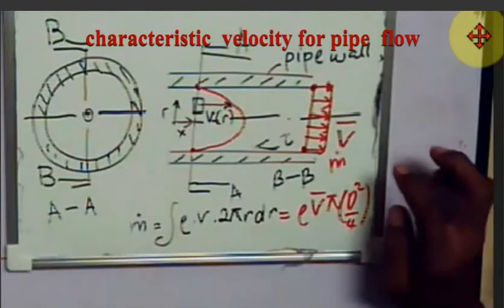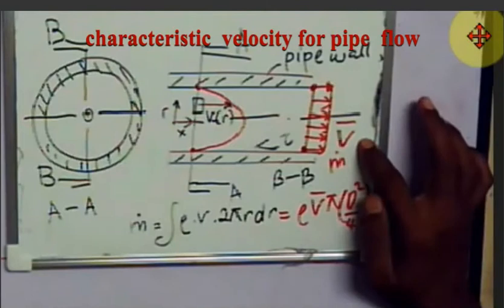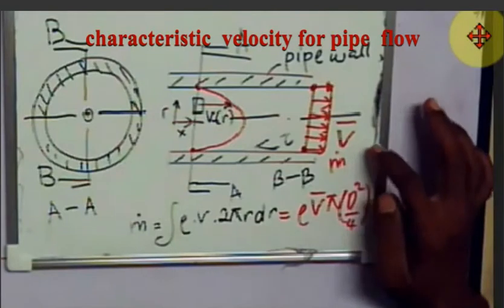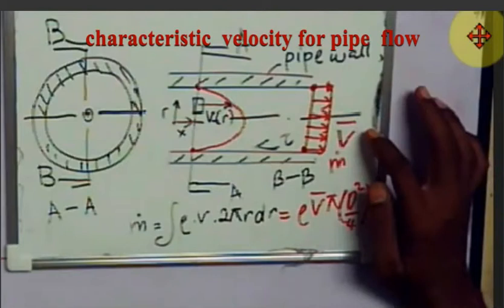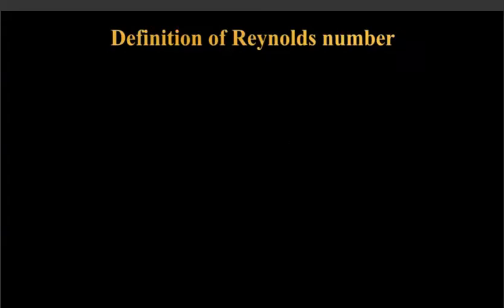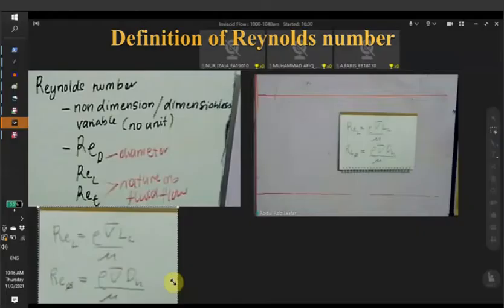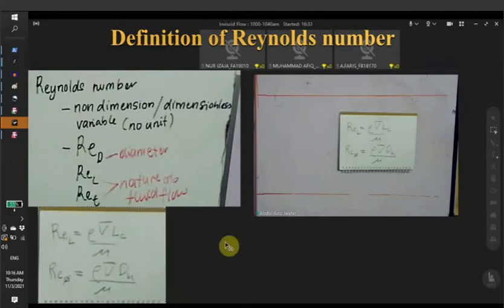Okay, so when we want to define the Reynolds number, we use the value of the average velocity. Right, that is the definition of the Reynolds number. The Reynolds number is defined by the density times the average velocity divided by the dynamic viscosity, times the characteristic length.